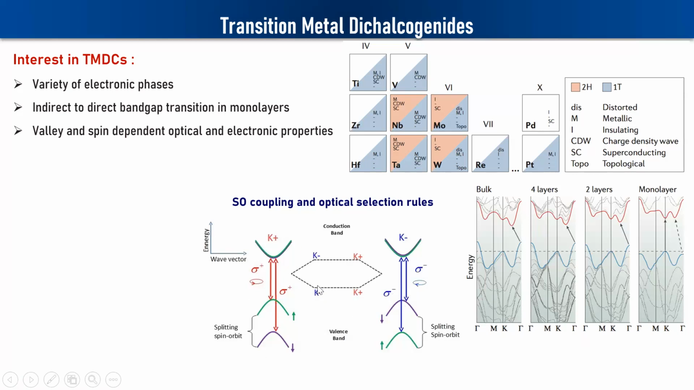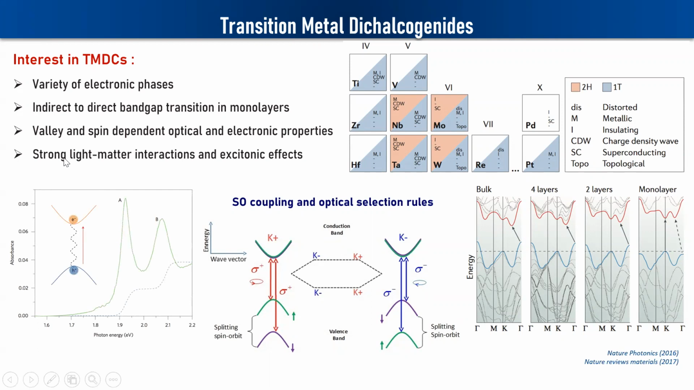And because of that, you can excite the electrons in the K plus valley with sigma plus circularly polarized light, and this is the sigma minus circularly polarized light. This is also interesting because it gives us a different feature, a way to independently tune the population of the different valleys using light.